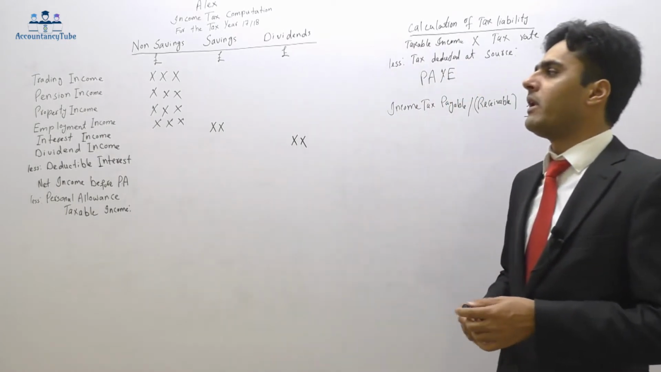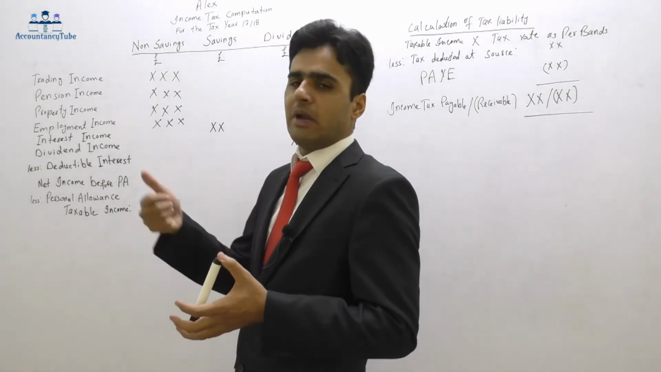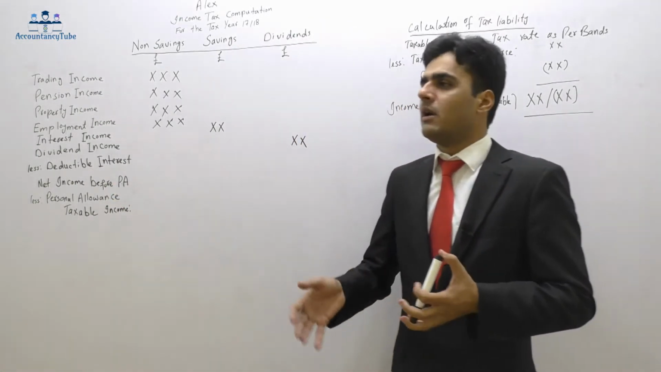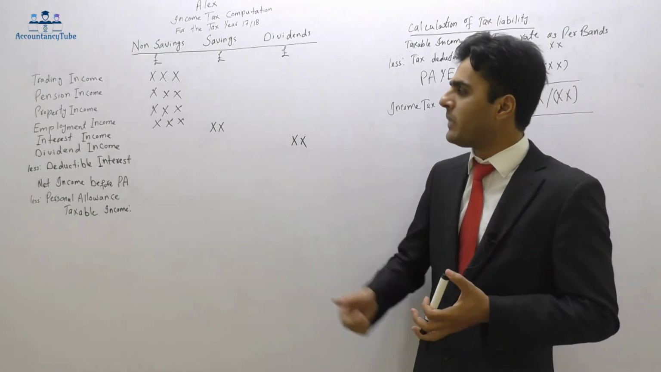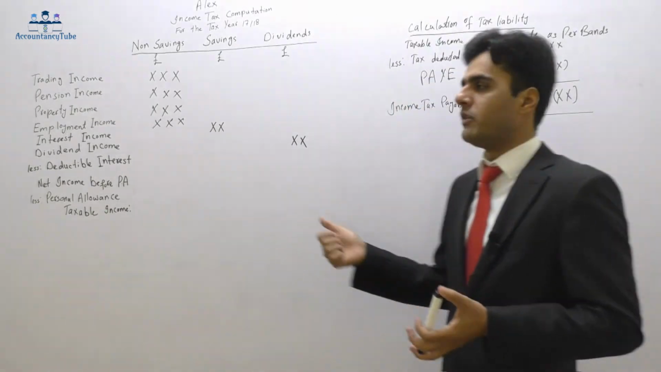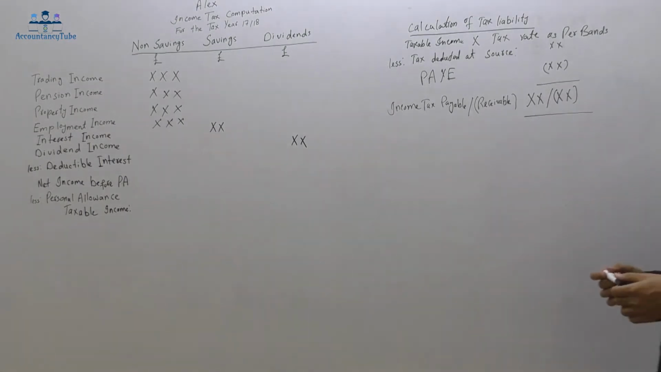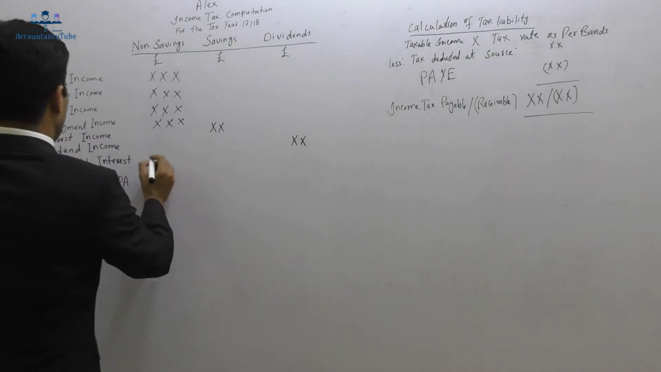Property income is simply when you have a property and you want to let it to someone. You have an extra room, you want to let it to someone, you are earning some money. That is property income. Employment income is simple. Whenever you are doing a job, you are being paid some salary. That is employment income. Interest income, as I've already explained, goes into the savings income. Dividend income will go into the dividend income. That's it. These are the sources of income. After that, we will deduct the deductible interest. Alright, so that's it.